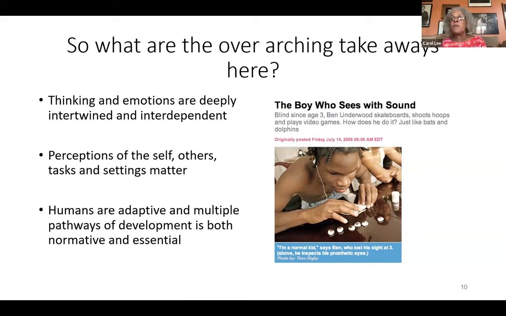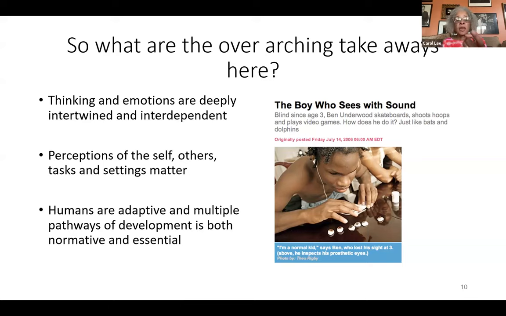So the overarching takeaways from this work, we think, are one, that thinking and emotions are deeply intertwined and interdependent, that perceptions of the self and others and tasks and settings matter, and that humans are adaptive, and multiple pathways of development are both normative and essential. So the question here becomes, what do these big ideas mean in terms of how we think about instruction, curriculum, and assessment?